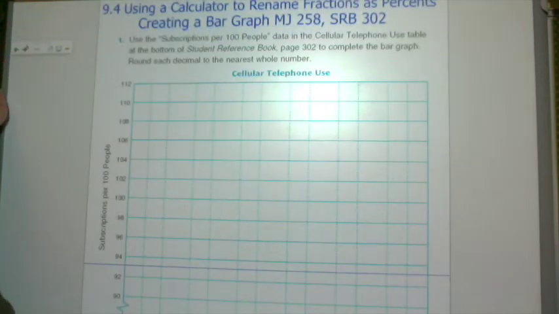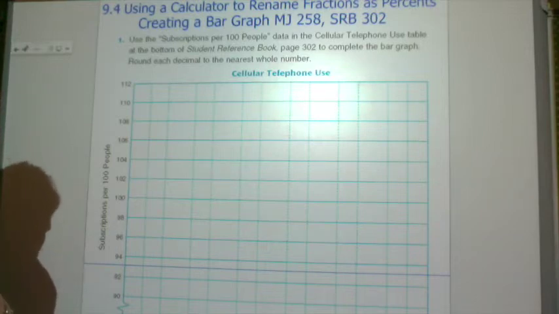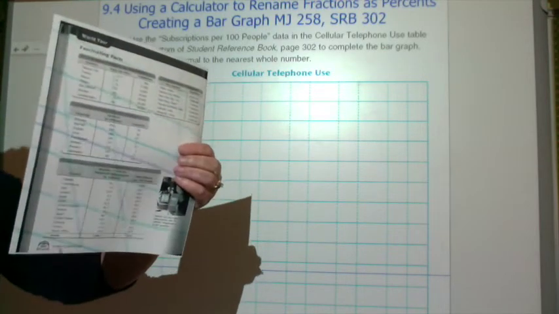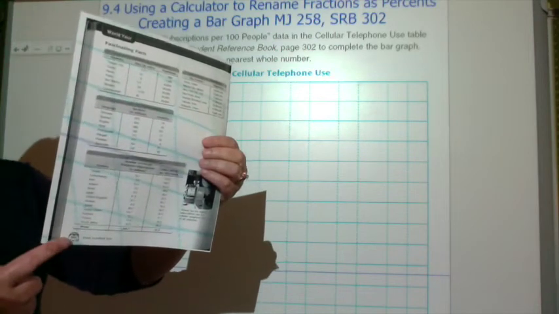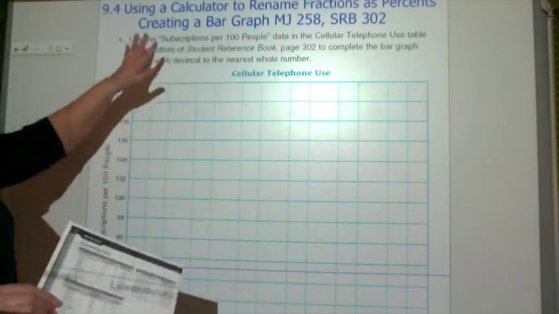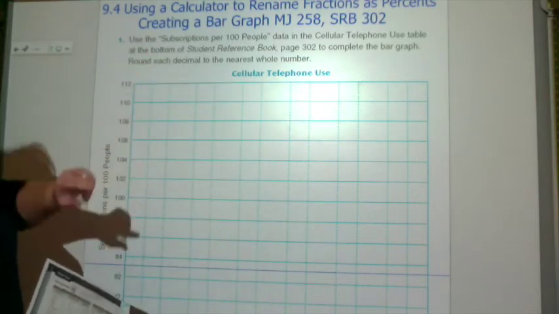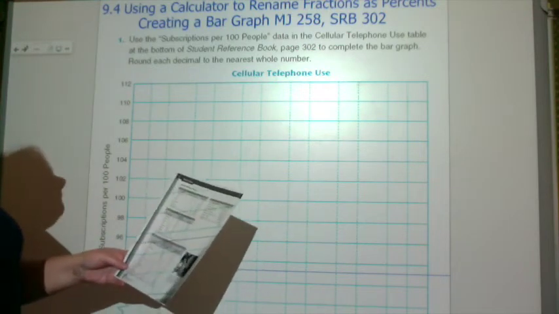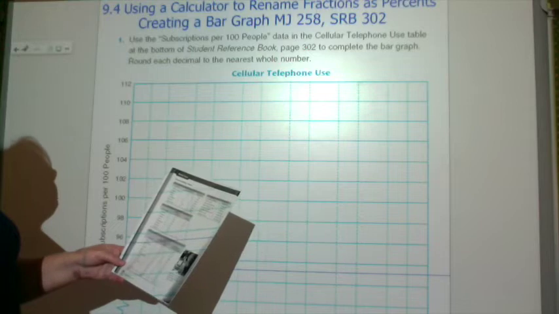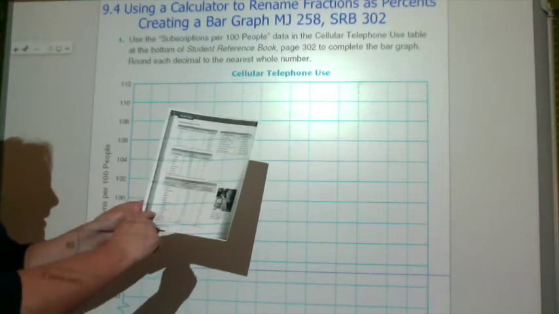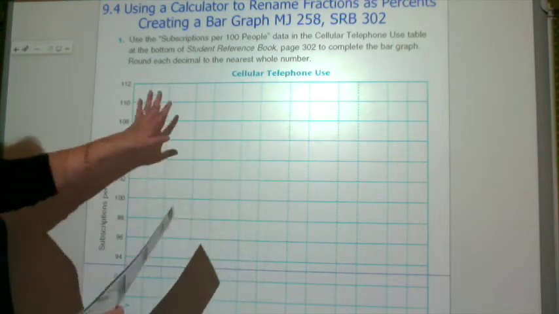So this is going to be your work time right now, so you're going to have a couple things that I would like you to do on your own. First of all, in order to do this little graph right here, you're going to need this little page that I copied out of your SRB. It should say 302 at the bottom. It's got 3 different tables on it. This is the information that you're going to use in order to create this graph. So it says use the subscriptions per 100 people data in the cellular phone telephone use table at the bottom of student reference book 302 to complete the bar graph.